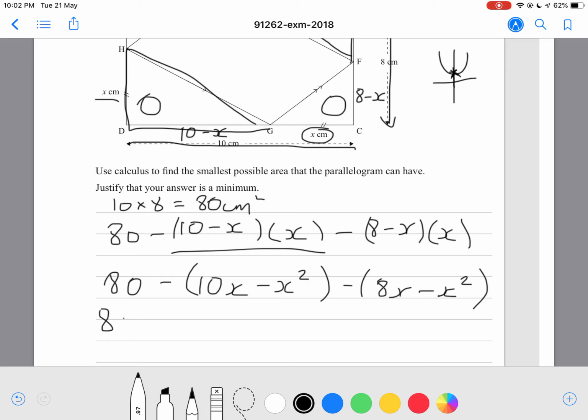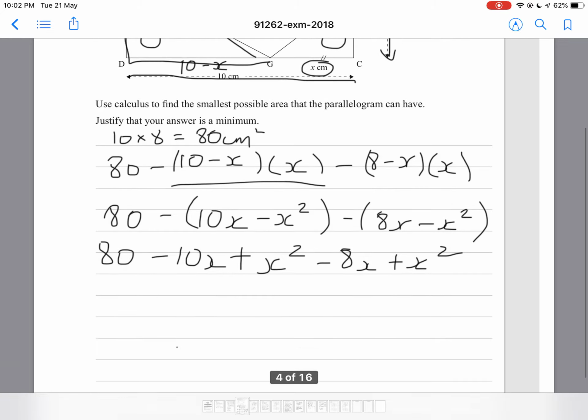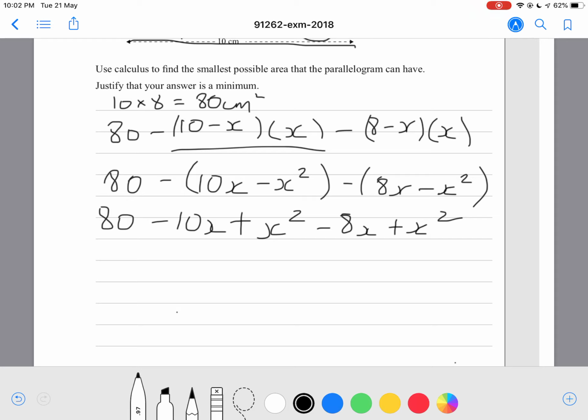Okay, so now we're going to expand this even more. So we're going to say 80 minus 10x, double negative makes a positive, so it becomes positive x squared. Minus 8x, and then again double negative makes a positive, so plus x squared again. Now we have the area of the parallelogram, because we're going to put the like terms together. So 2x squared minus 18x plus 80 equals the area.